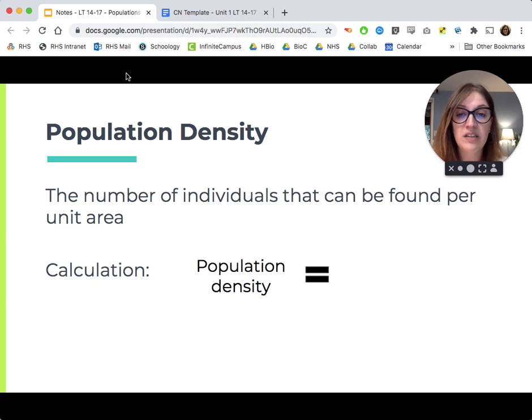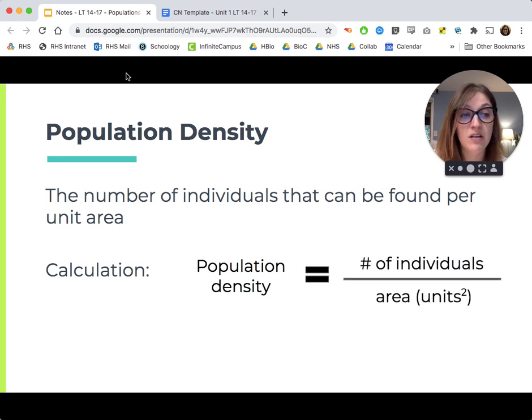So population density is defined as the number of individuals that can be found per unit area. And unit area could vary depending on your unit of measurement. It could be miles, it could be hectares, and so on and so forth. And the equation that is used to calculate population density is the number of individuals divided by the area in units squared.